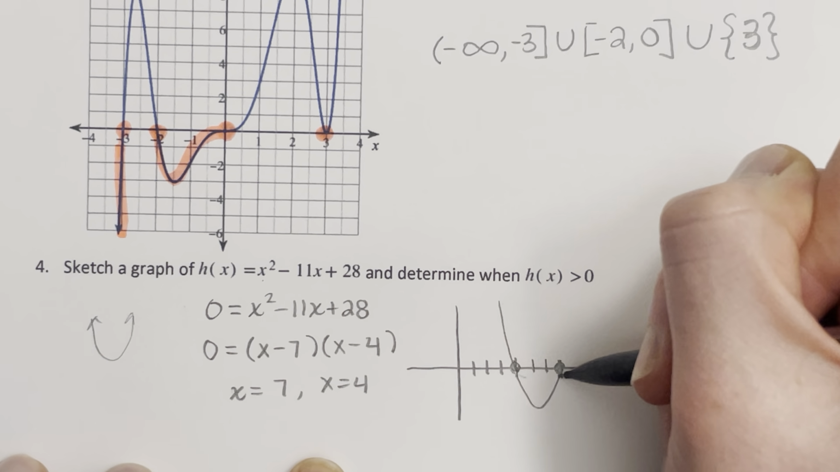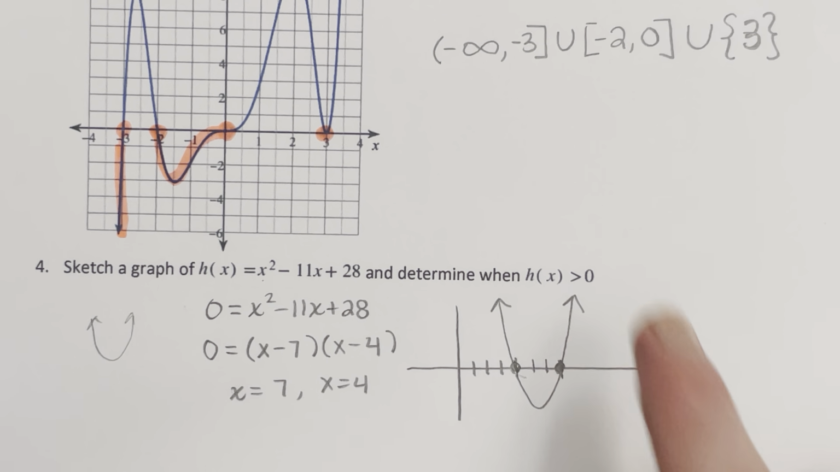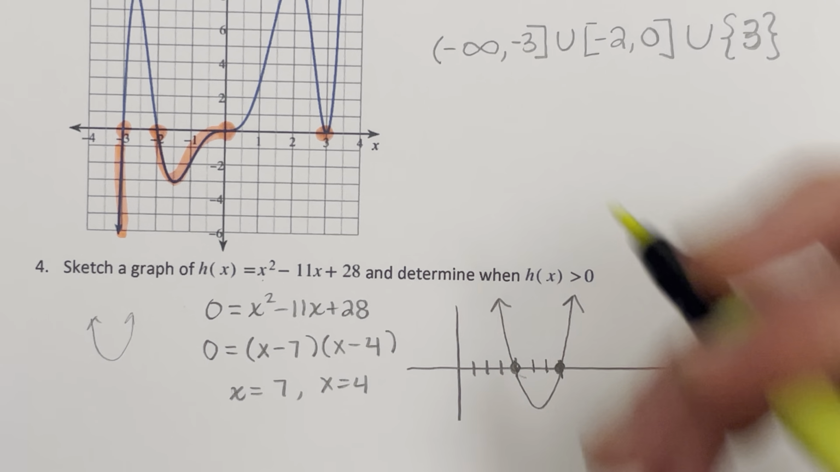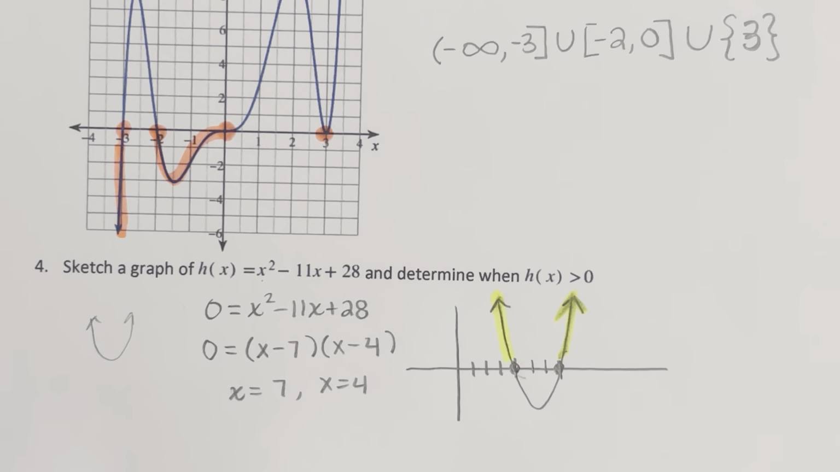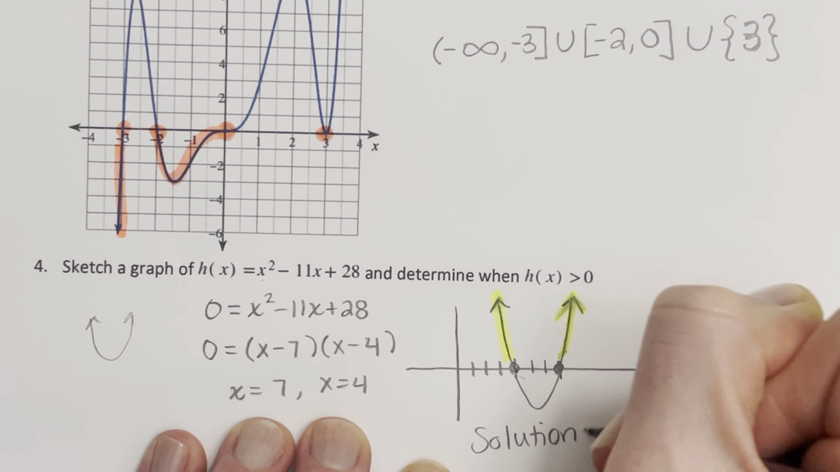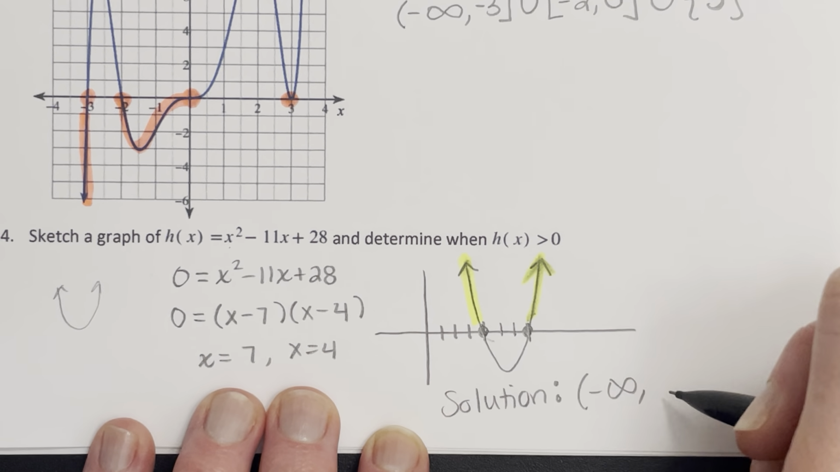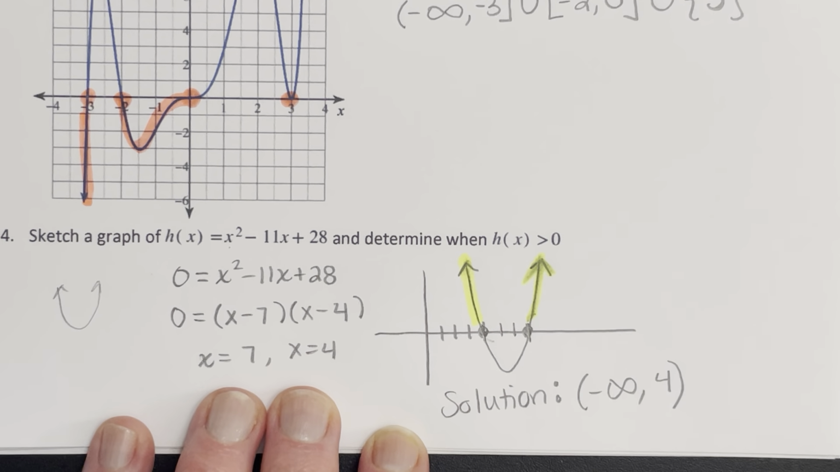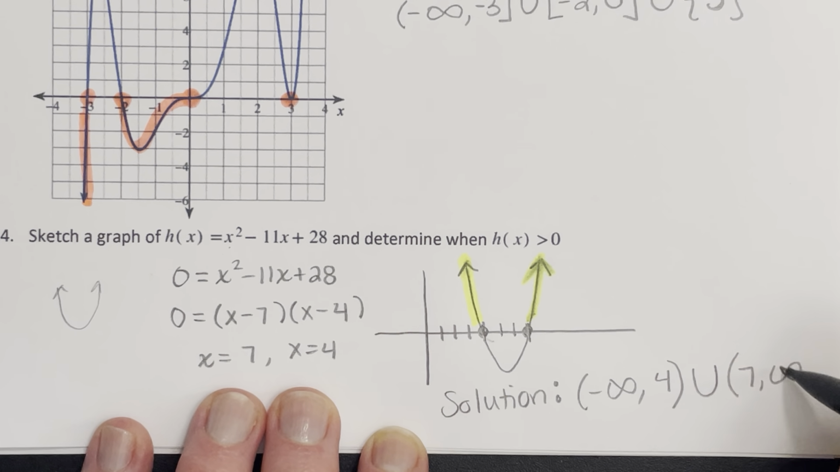I could find the vertex, but honestly, it's not asking anything about where that vertex is. It wants to know when it's greater than 0. It would be greater than 0 in these two sections here. So that's happening from negative infinity, our solution. It's going to say from negative infinity all the way up until 4. And we're not including 4 because it doesn't include when it's equal to 0. Union, and then 7 to positive infinity.